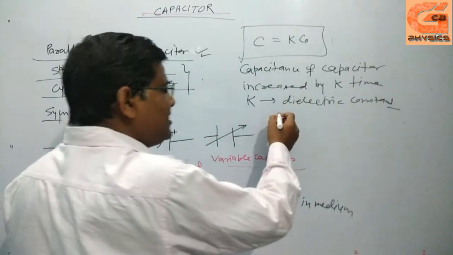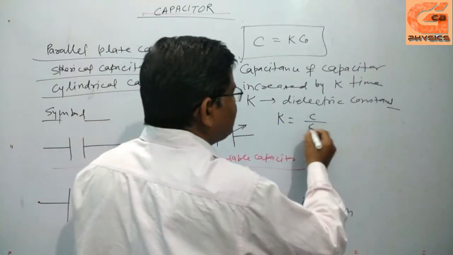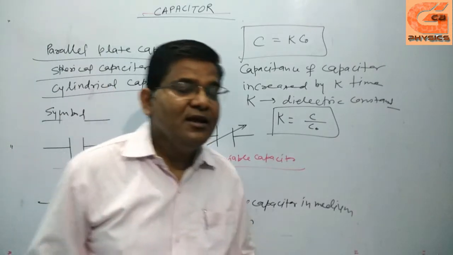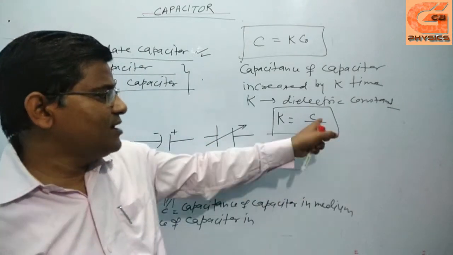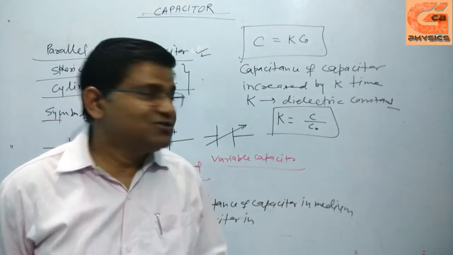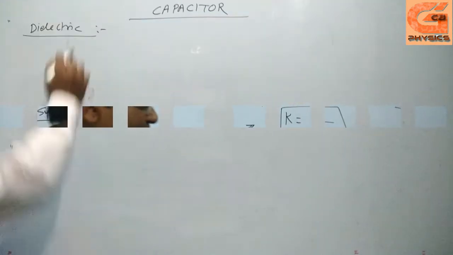And you may define K equal to C by C naught. You may define dielectric constant from here. Dielectric constant is the ratio of capacitance in medium by capacitance in air. It's called dielectric constant.